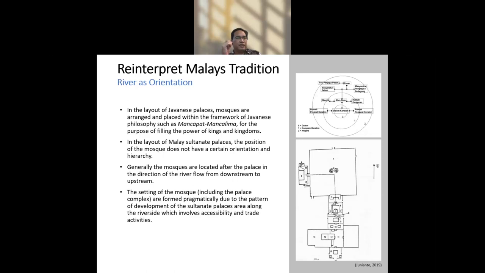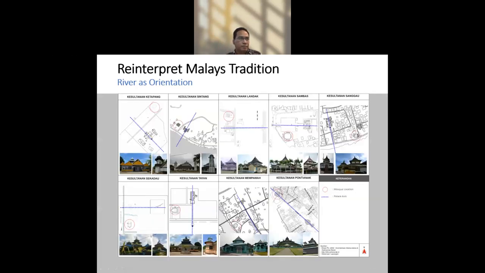The setting of the mosque, including the palace complex, follows pragmatically the pattern of development of the Sultanate palace area along the riverside, which involves accessibility and trade activity. In this picture, you can see the location and the orientation of the mosques of the Malay Sultanates. Generally, the mosque is located at the bank of the river and oriented to the river. These are the Ketapang Sultanate, Sintang, Landak, Sambas, Sanggau, Sekadau, Tayan, Pawan, and Pontianak.